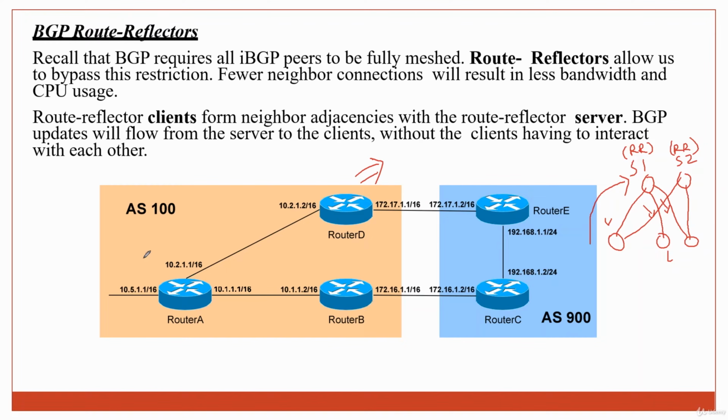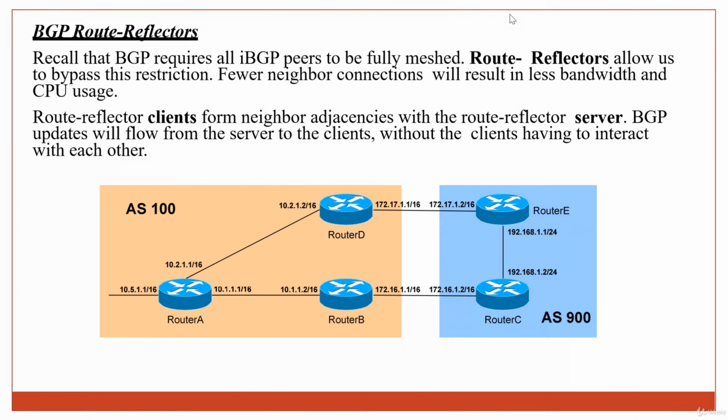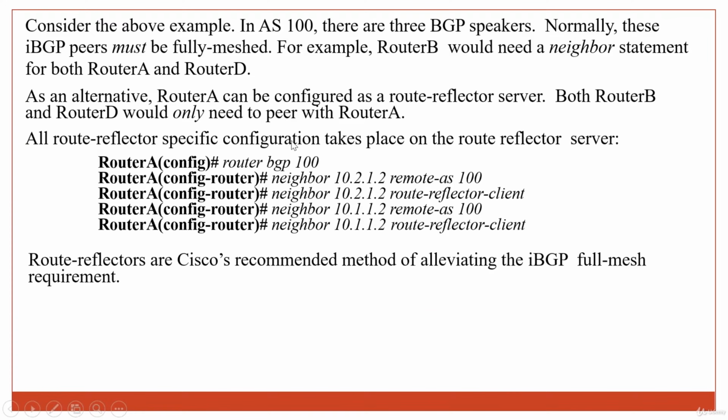The moment he gets the update, suppose I make him a route reflector, his responsibility is to give the update to all the other IBGP neighbors. Rather than a full mesh topology, the route reflector will reduce the number of IBGP pairs and drastically improve CPU and memory performance. Correct? Now, the route reflector is not the only technique, we have other techniques as well. We'll see in the next slide how you can do this.